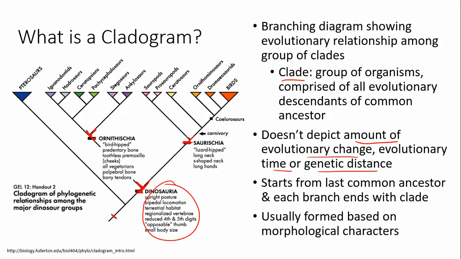This is usually formed on the basis of morphological characteristics, like what we have listed here. So for example, if you're a dinosaur, you have upright posture, bipedal locomotion, you live on land, your vertebrae are regionalized, you don't have very large fourth and fifth digits, meaning your fingers, you have a small size, and you do have an opposable thumb. So it's usually based on these morphological characters. So a lot of fossil evidence is used to construct cladograms.